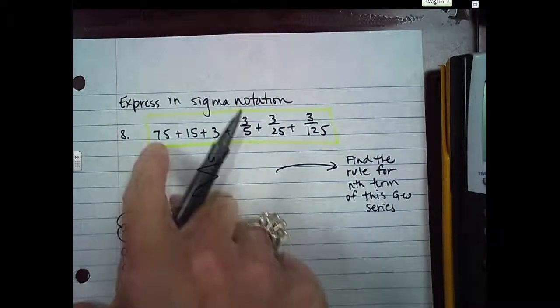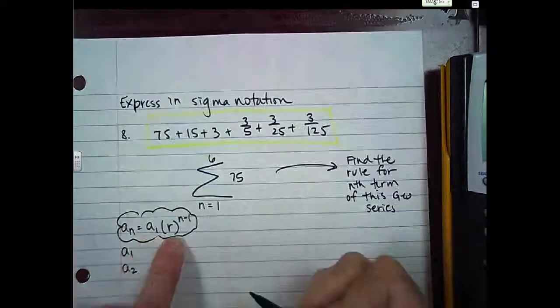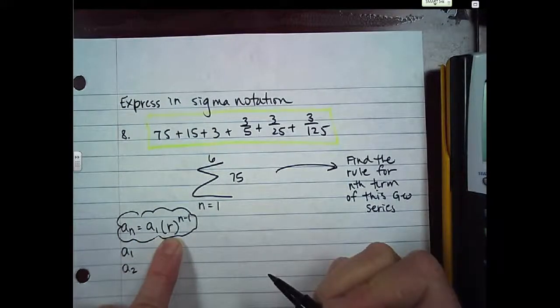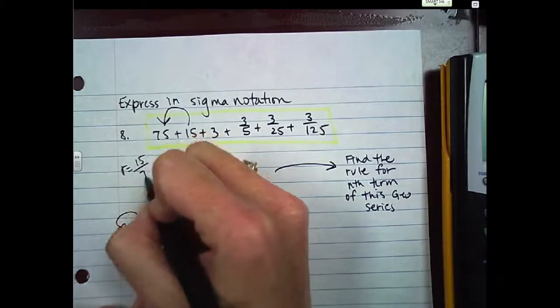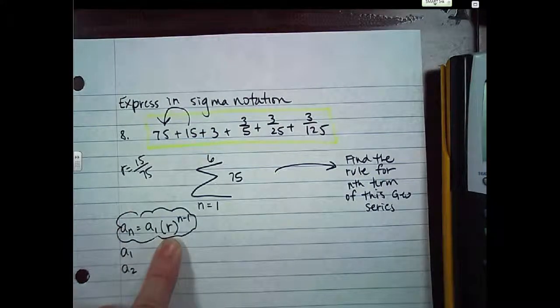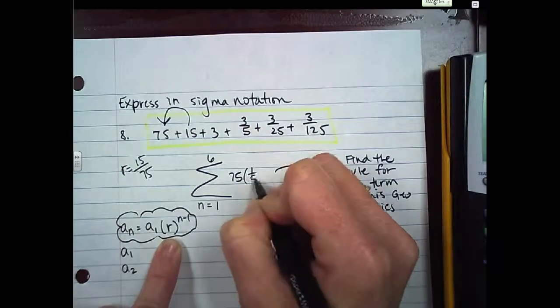So my first term is 75. What's my common ratio r? How do I get from this term to the next? R is 15 divided by 75, which is 1/5. Good. So times 1/5.